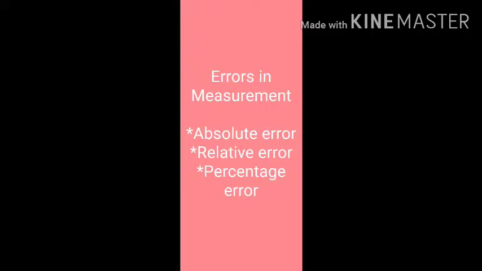Now we will focus on the next part, error in measurement. There are different types of error, that is absolute error, relative error, percentage error. Besides this, there are many types of error, like instrumental error, error in instrument, and error in measurement, but we will focus on absolute error, relative error and percentage error.